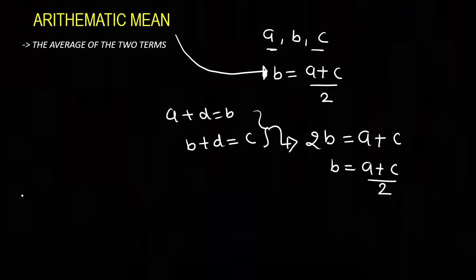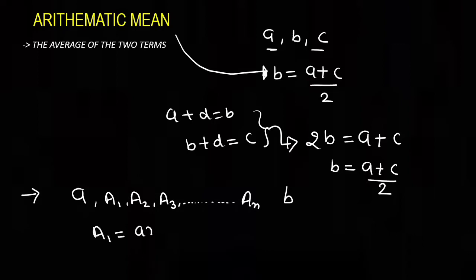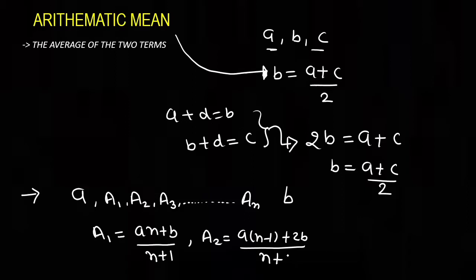And the next thing is, if there are n arithmetic mean terms in between two terms of an AP, like this is a and this is b, and there are n arithmetic terms between these two terms, A1, A2, A3, and so on, An. So what will be A1, what will be A2? A1 will be (na plus b) upon (n plus 1), and A2 will be ((n minus 1)a plus 2b) upon (n plus 1), and so on, and the An term will be (a plus nb) upon (n plus 1).